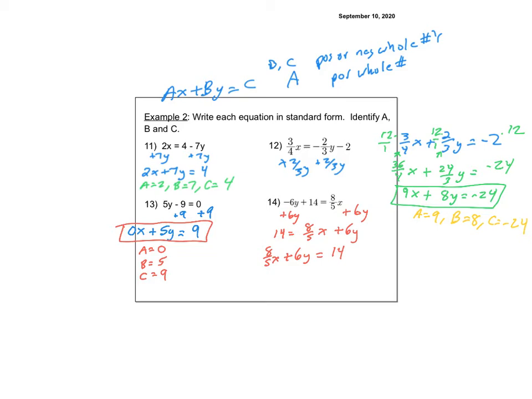So what do we have to do when we don't have a whole number? Well, we're going to have to multiply by the denominator, because that's the only one with a fraction. So we're going to multiply every single term in here by the denominator, which is 5.